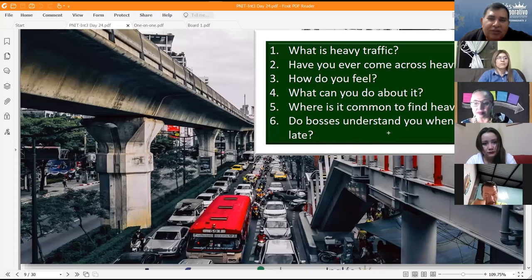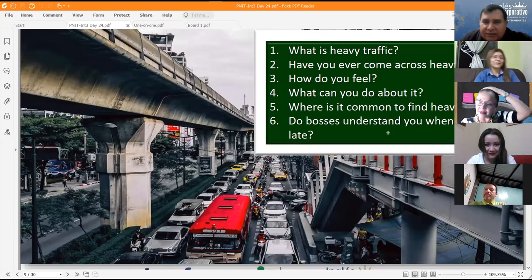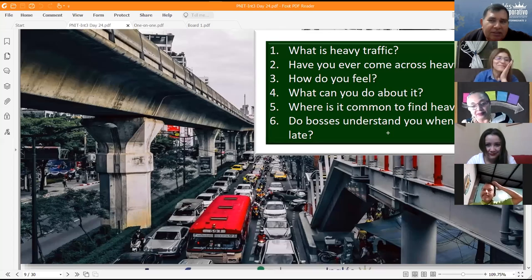How do you feel when you come into a traffic jam? How do you feel? Stressful. Stressful. Stress. Really stressful. I feel bad. You feel really bad, maybe angry too, or worried because you're going to be late. What can a mortal like us do about this? How can we change this situation? Is there something that we can do?